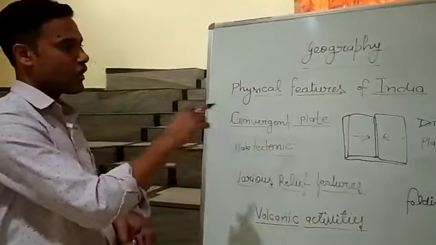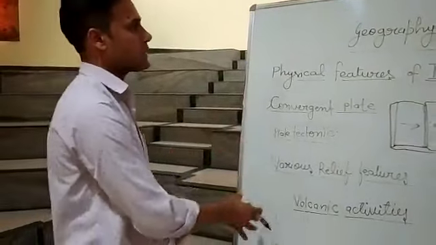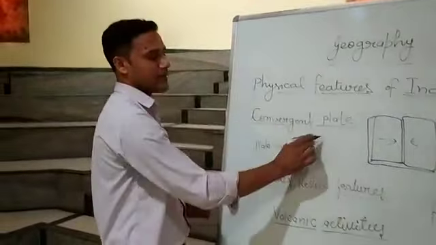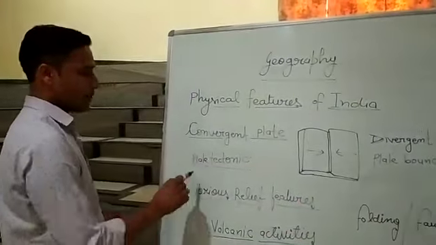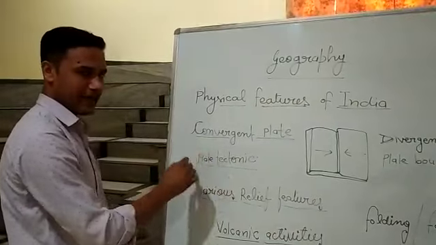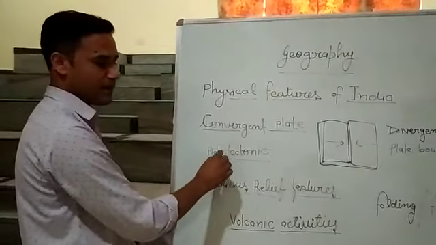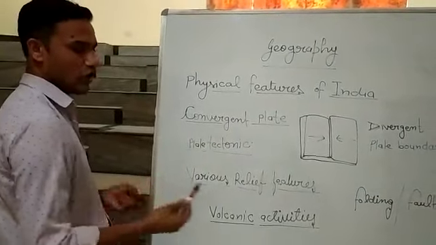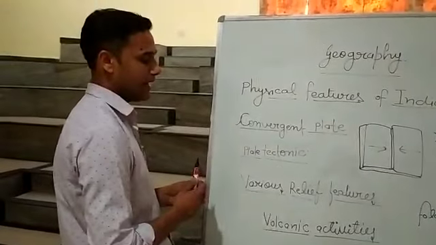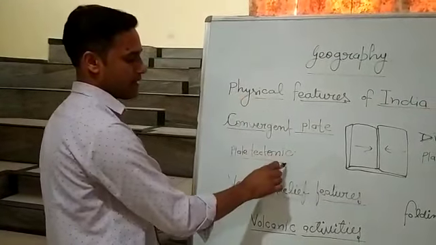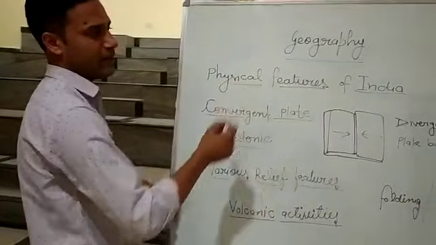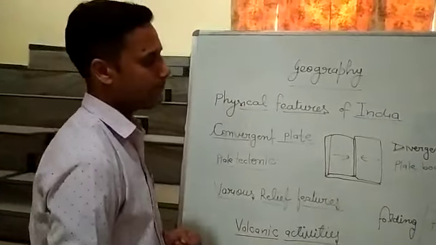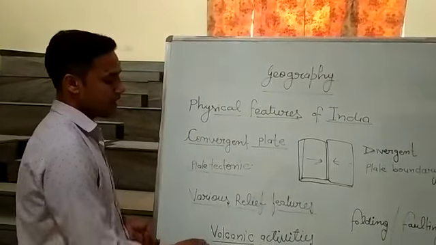Now in this class, we have covered convergent plates, divergent plates, folding and faulting, plate tectonics, and the number of plates. We have the major plates and minor plates. They all combine with each other, and then the earth rotates. And among the various relief features, we have mountains, plateaus, plains and deserts. So these are the relief features.